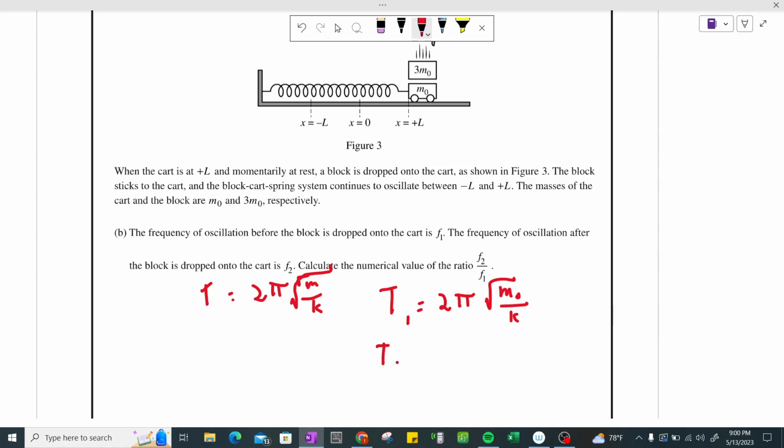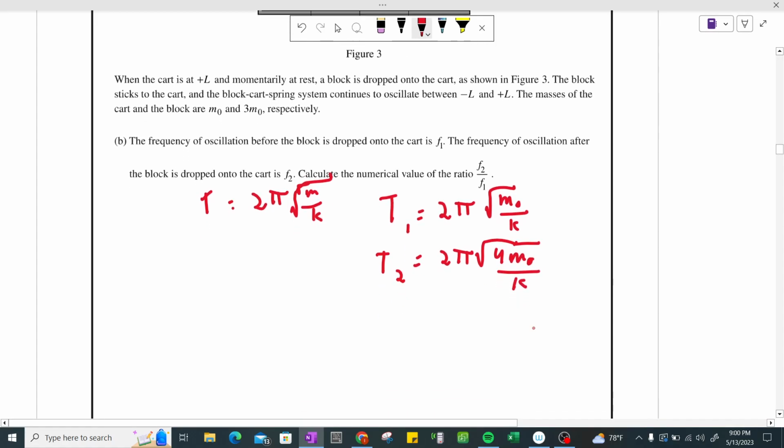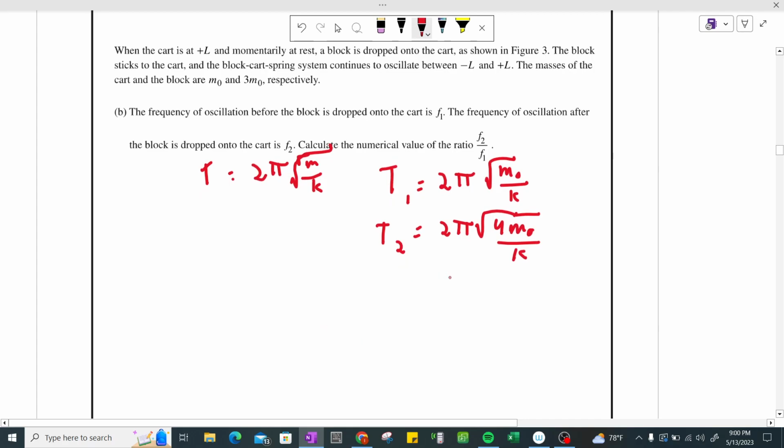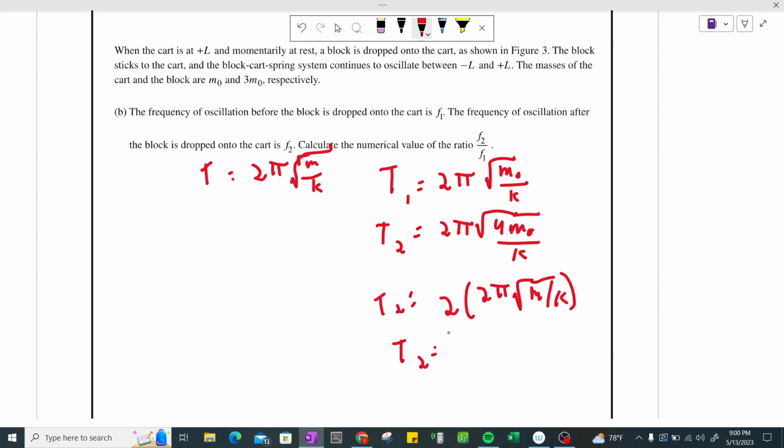Our second one, so our T2 we'll say is 2 pi root, but now I've got 4 m naught over k, which I could then take out a 4 on the top, make that a 2, so that gives me really a 2 pi root m over k, which actually would then, I could say that T2 equals 2 T1. So my period of the second one is double the period of the first, which makes sense because we know heavier masses make things oscillate slower.